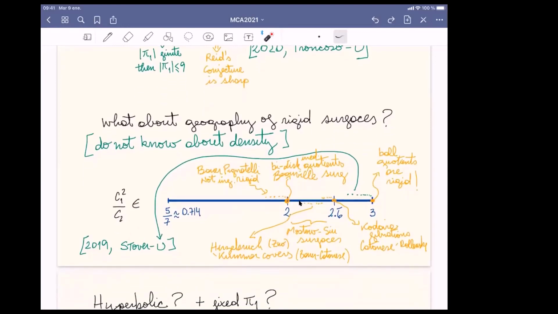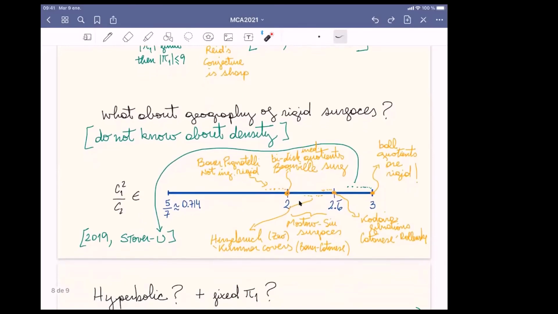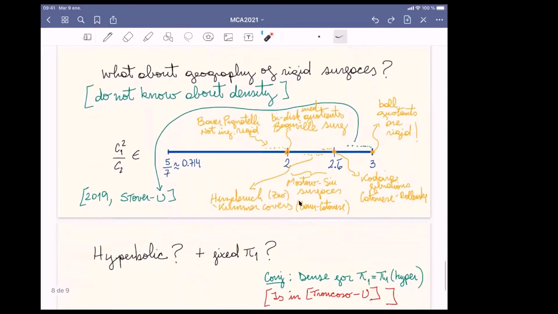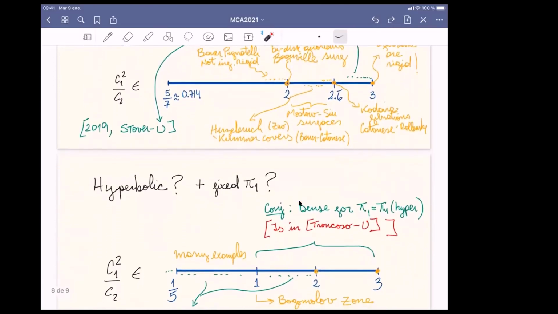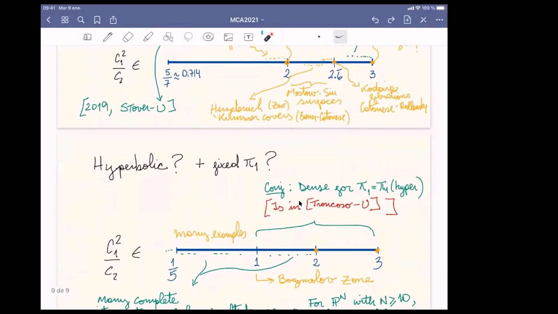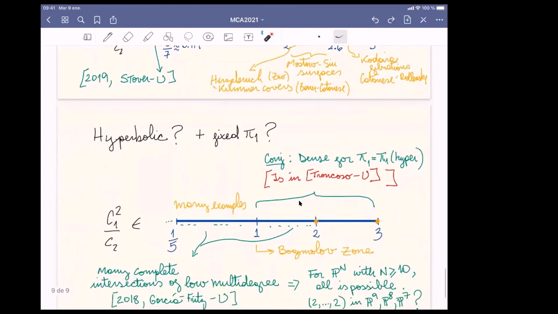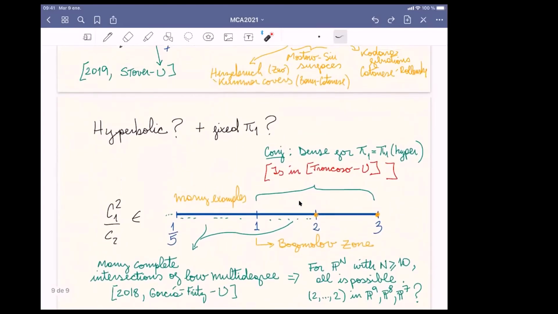We don't know about density. It would be nice to know maybe a bit more. Kind of, we don't know much about these rigid surfaces. What about hyperbolic ones, for example, with fixed fundamental group? So let me show the picture here.